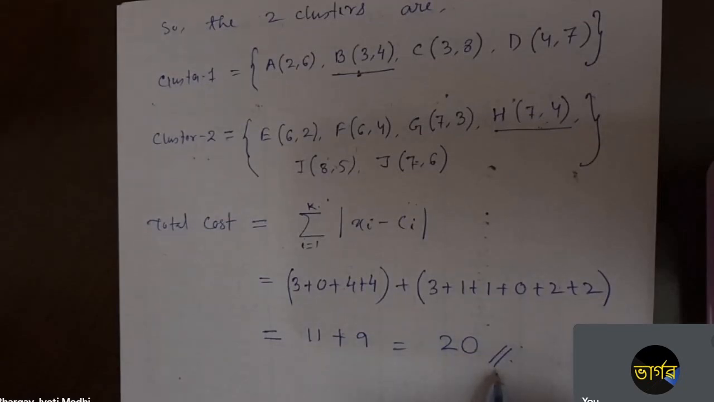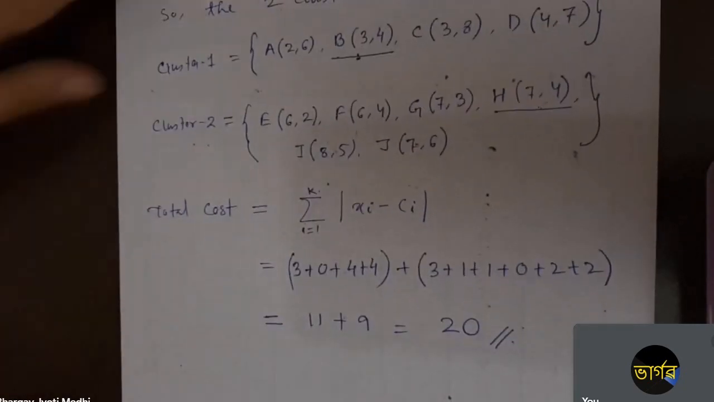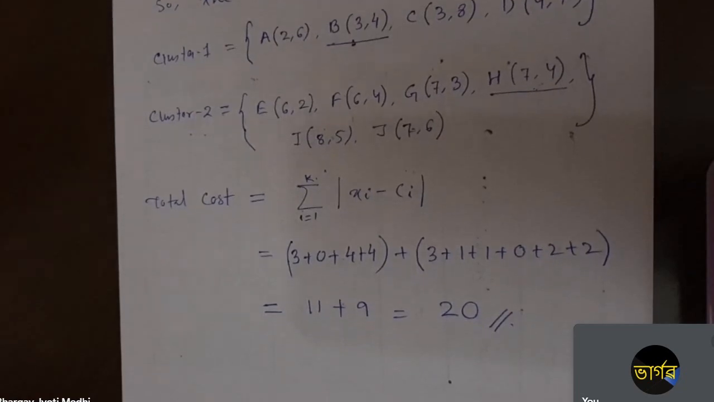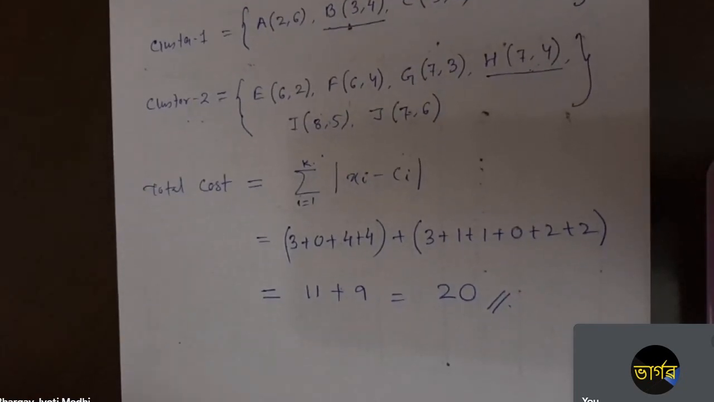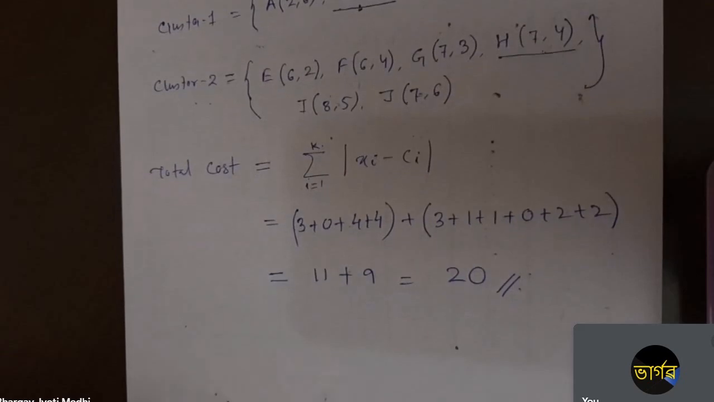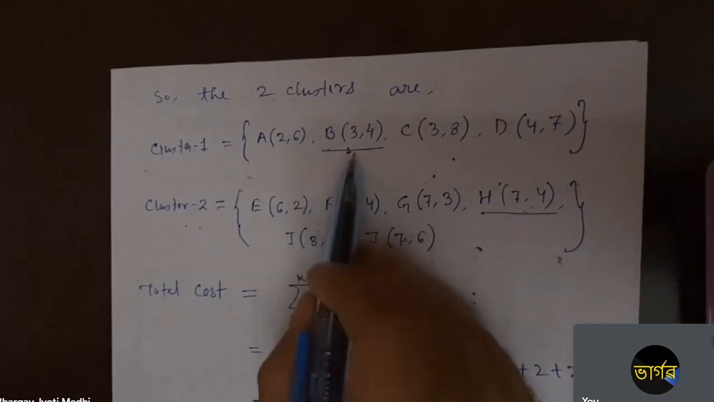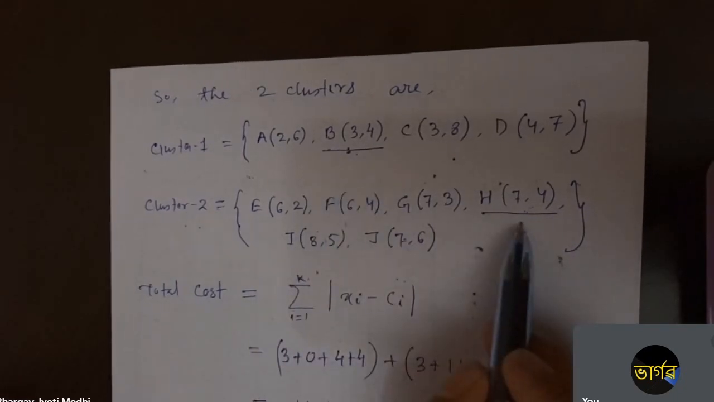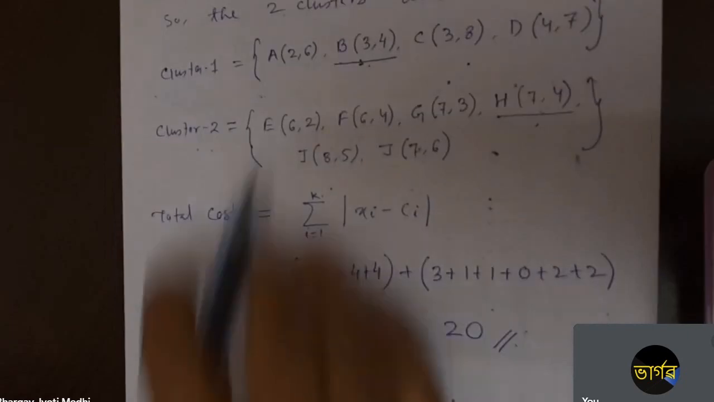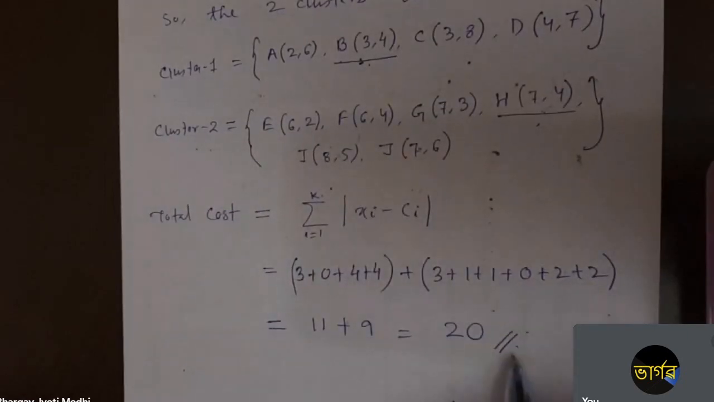The problem in clustering is that you cannot say the cluster is correct in one attempt. It is an iterative process, you have to try every time. So the first time we tried, we got cluster 1 is this, cluster 2 is this, center is B, center is H. If you follow these clusters, then the total cost or total distance is going to be 20. Now we'll see if we can minimize this, if there is any chance of it being lower.